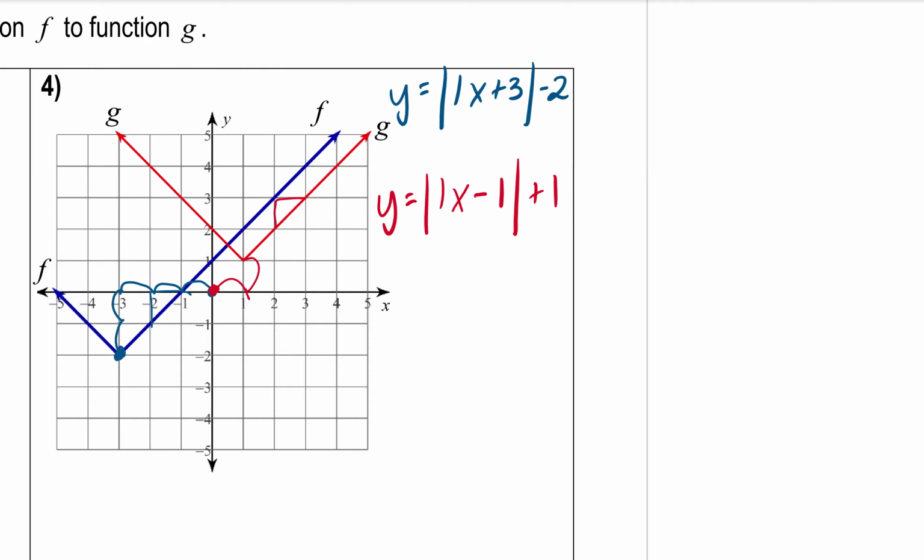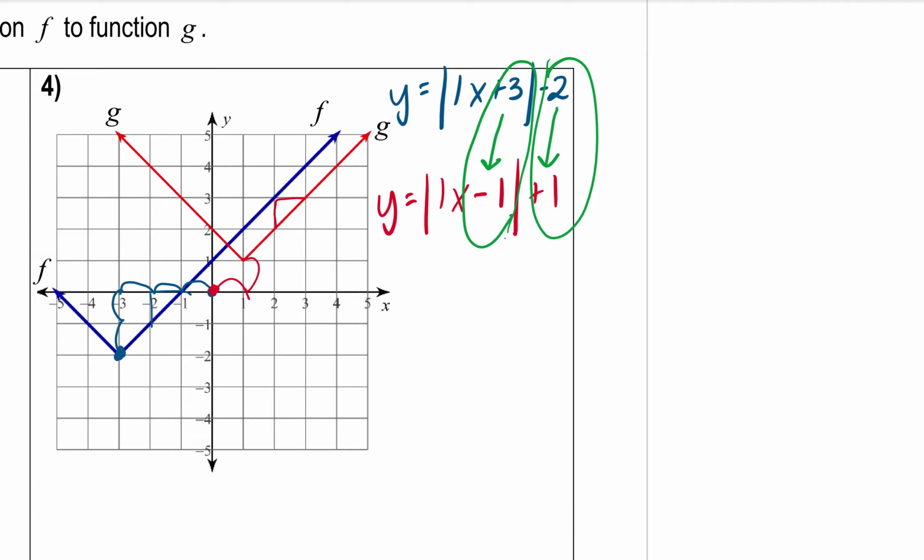So since I'm just translating right now, these are fairly easy to do with the graph. But say you didn't have a graph, I want to know how I go from +3 to -1, and how I go from -2 to +1. So remember, inside with x is left and right, outside of x is up and down. But we have a graph, so I'm going to go ahead and use it.